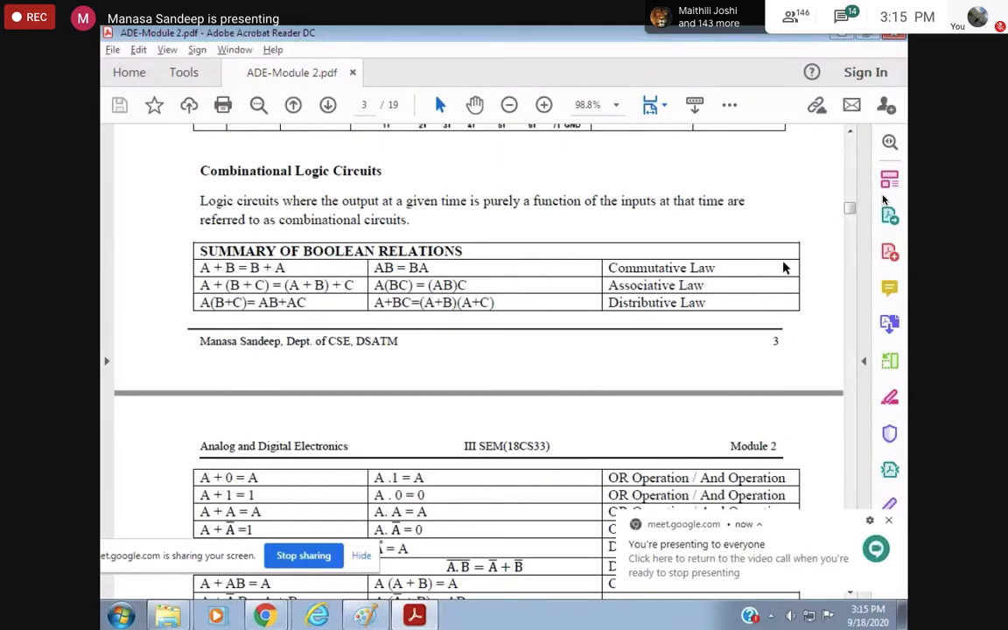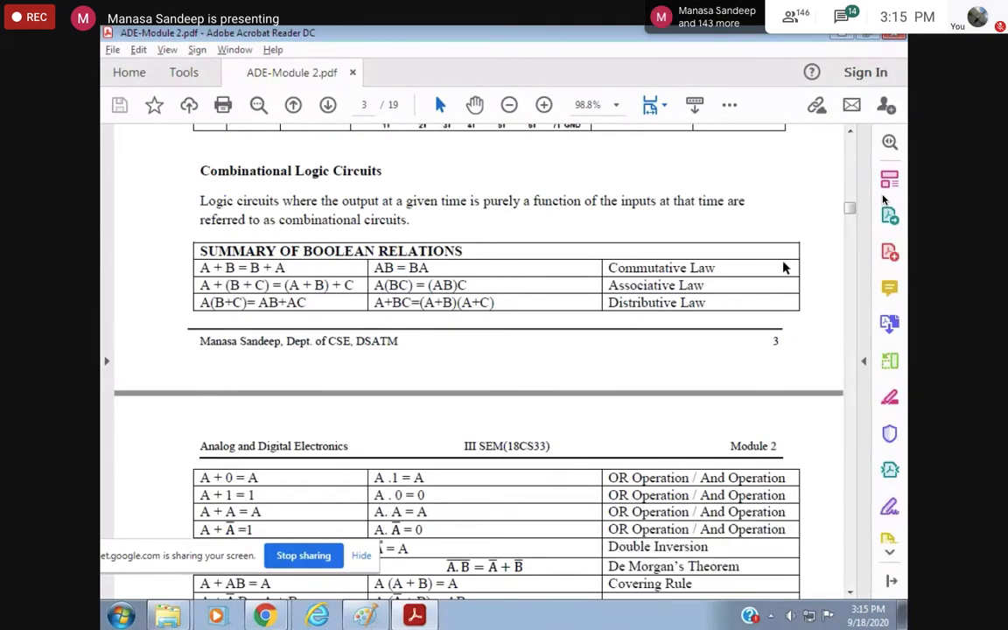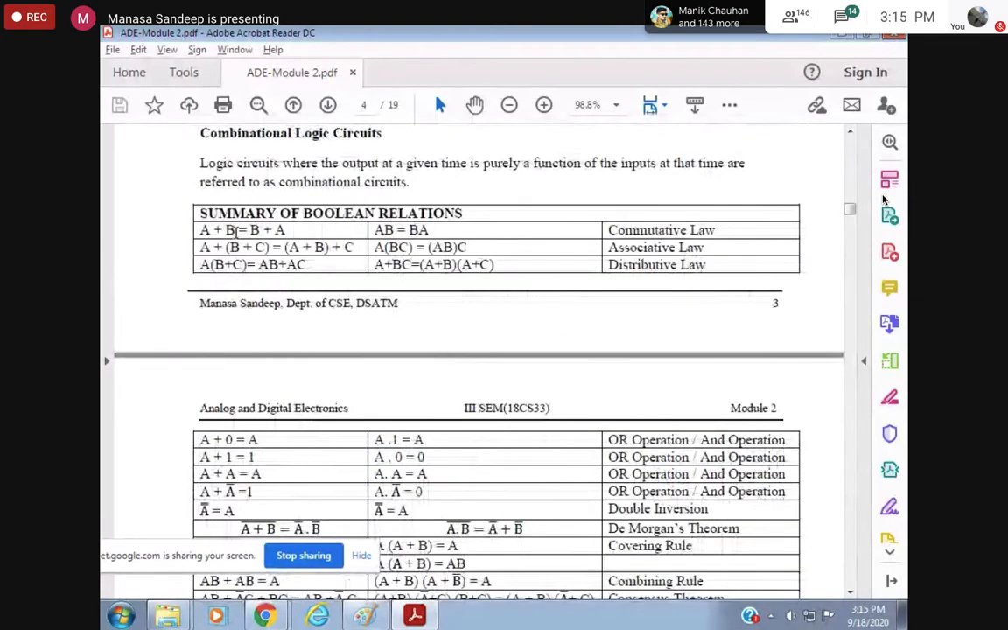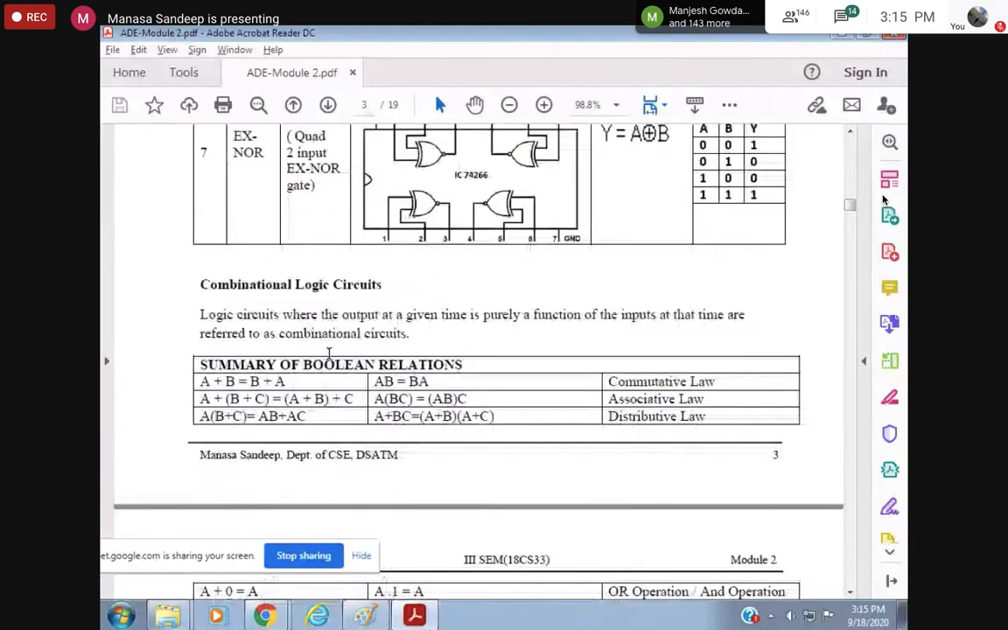Next, what do you have? Next you have something called Boolean relation. In this Boolean relation, you have different existing relationships. So what exactly is this? This will give you the relationship between any two in the combinational circuit. So what exactly is a combinational circuit? Combinational circuits are the logic circuits where output is purely a function of input at that time.